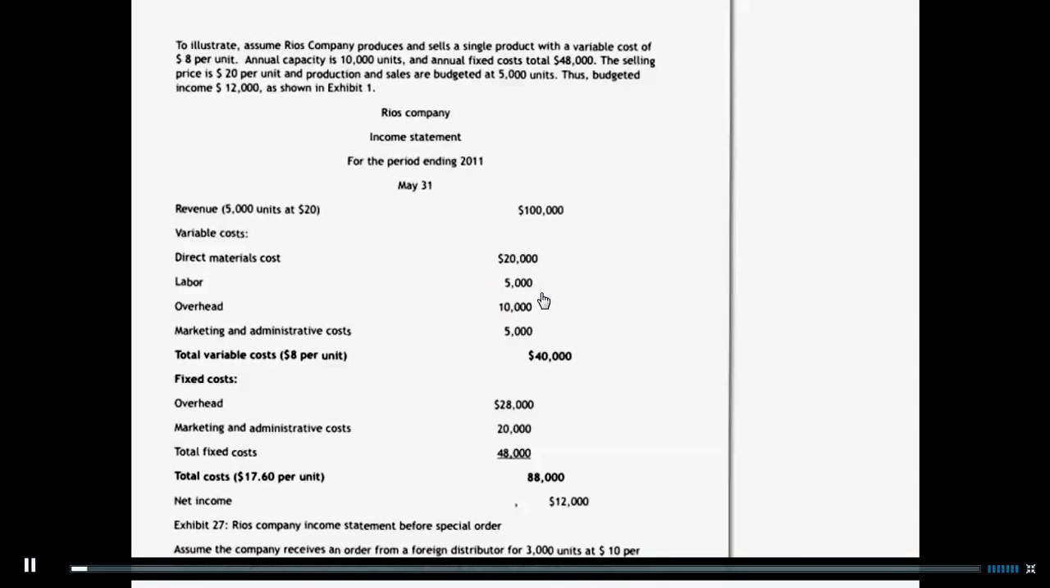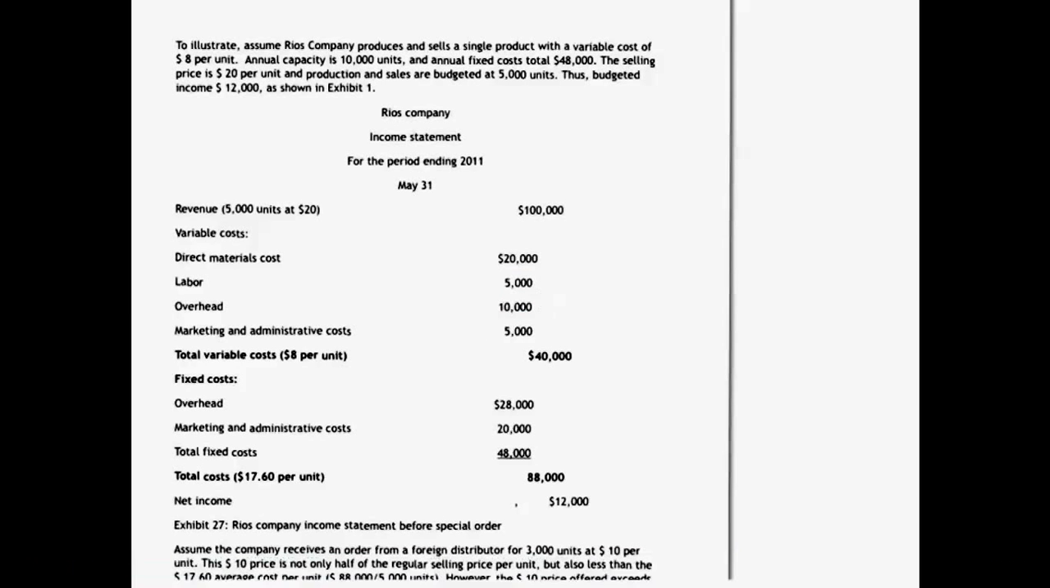Let's assume that Rios Company produces and sells a single product, with a variable cost of $8 per unit. It has a capacity to sell 10,000 units, and an annual fixed cost of $48,000. The selling price is $20, and right now it's currently producing 5,000 units.